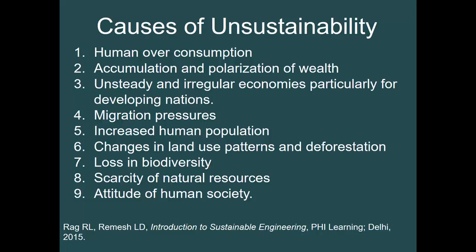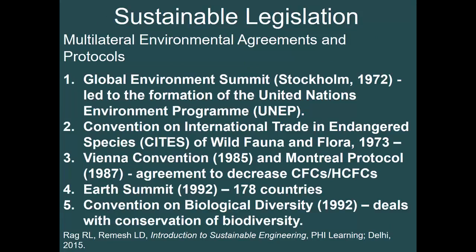As a result of that and human population increase and migration, you're seeing a loss in biodiversity. There's not as many species of animals or plants as there used to be. That's having a downstream effect on local ecological systems. So all that leads to a scarcity of natural resources, particularly fewer natural resources in areas where there's high human populations, which causes further problems, and a lack of attention to these issues by the greater human society.